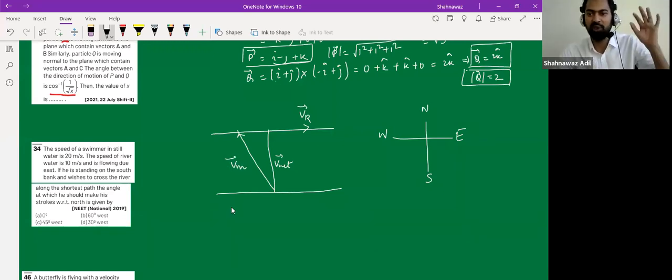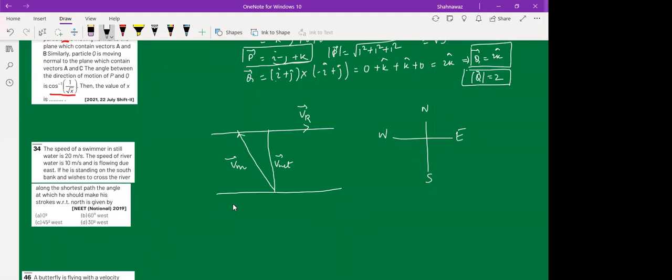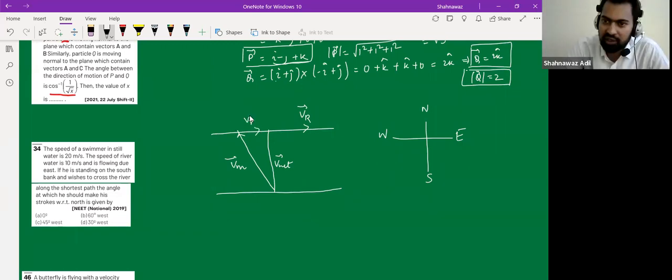So this is the velocity of the man. The first part is making the diagram. Okay. Understood? Yes, sir. So this is VR, right? And this is given 20 meter per second. This is 10 meter per second. And we have to find this angle, right? Understood?